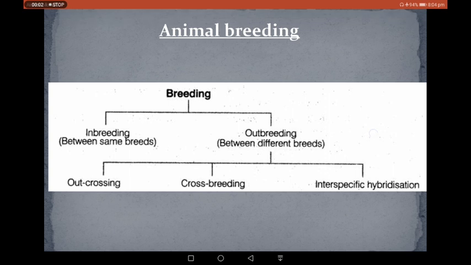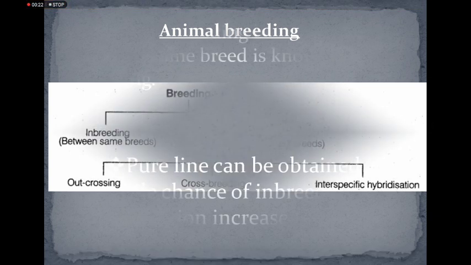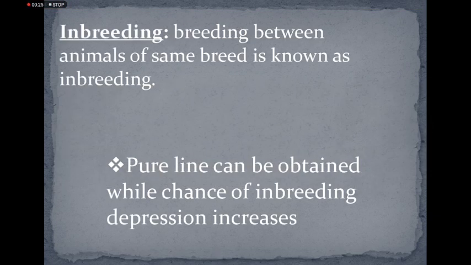Here is a chart showing animal breeding procedures. Breeding procedures have two branches, inbreeding and outbreeding. Outbreeding is again divided into outcrossing, crossbreeding, and interspecific hybridization. Let us look into inbreeding. Inbreeding means breeding between animals of the same breed. Through inbreeding, we can obtain pure lines, while the chances of inbreeding depression are more.